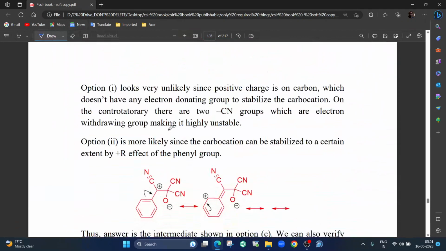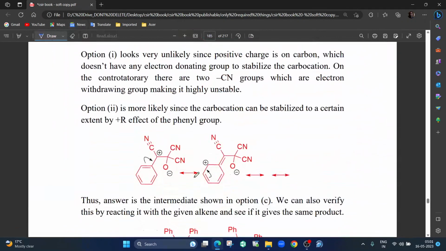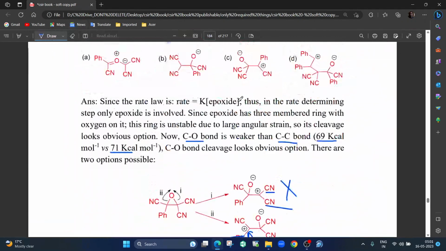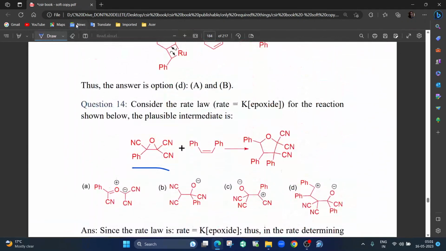Then, therefore, option 2 is what happens, and this is what is there. Next step is a simple addition reaction. So this O minus goes and attacks here, this comes and attacks here, and you're getting this product. So the answer is option number C. Let's go once again slowly through it.